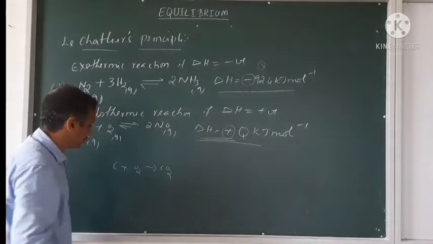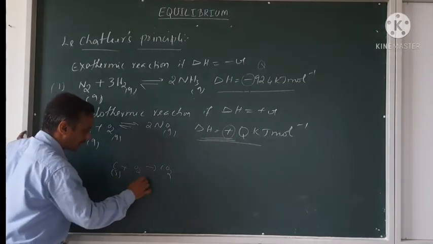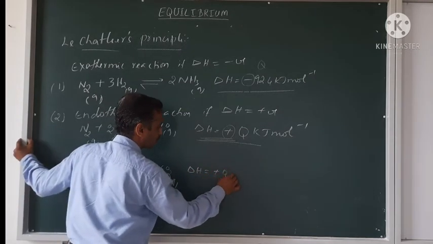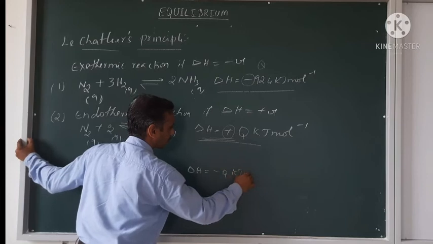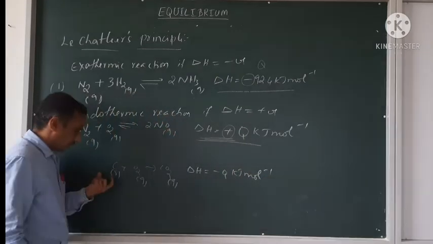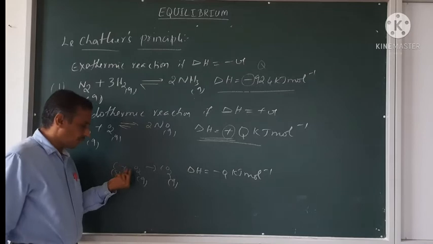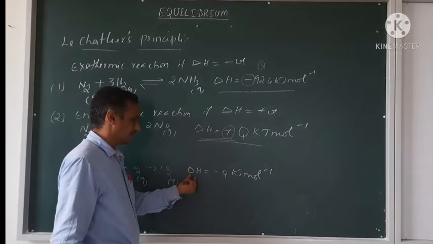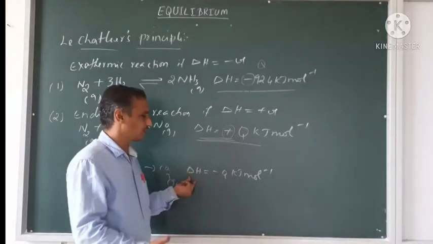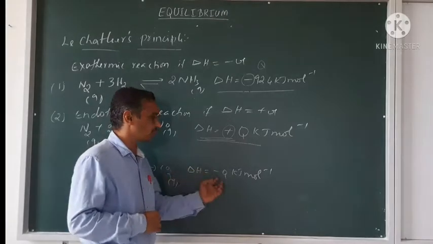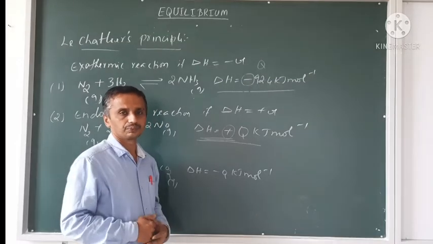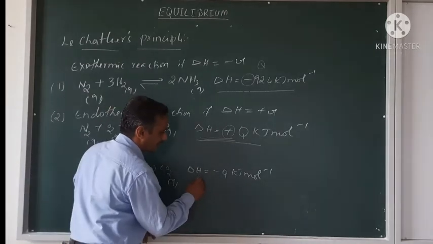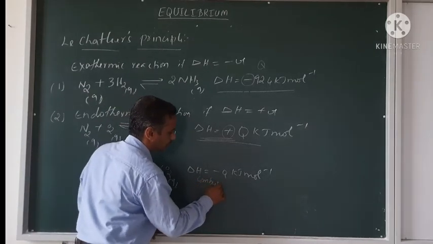So, very important. If you write solid, gas, gas, delta H is equal to plus Q or minus Q kilojoules per mole. 1 mole of carbon when burned with 1 mole of oxygen gives 1 mole of carbon dioxide with liberation of Q kilojoules per mole of heat. Actually, it is a burning process. I can call it delta H of combustion also.